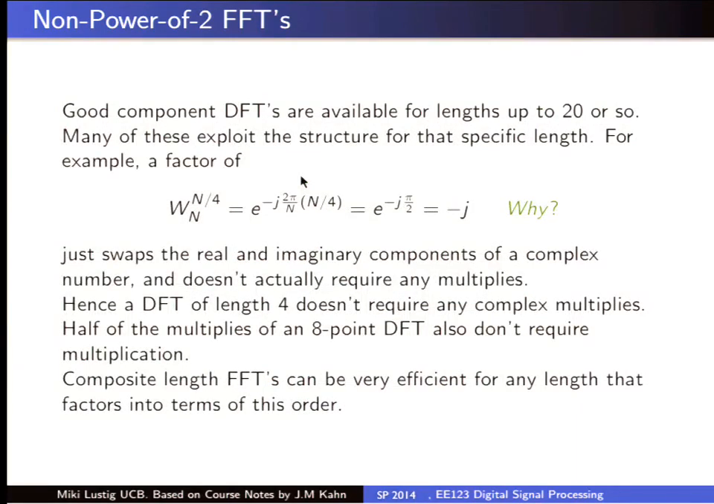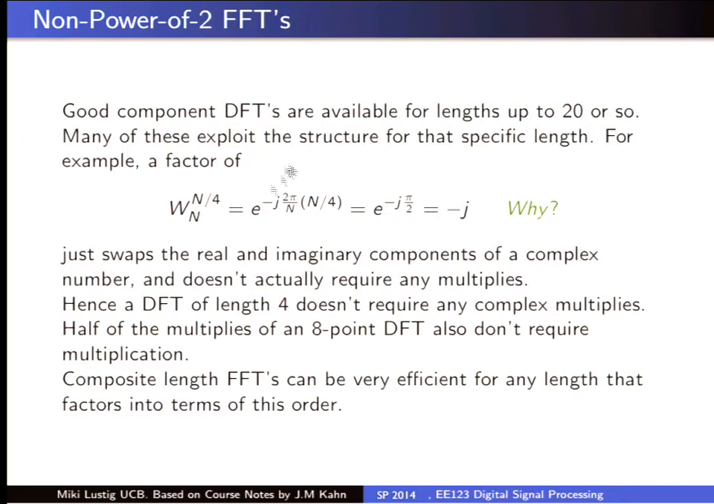Now what people have come up with are good component DFTs, the basic ones. For example, a 2-point DFT is a really good one. But a 4-point DFT is also a good one, and I'll show you why. Good ones are available up to 20 or so, and many of them exploit different structure for that particular length.